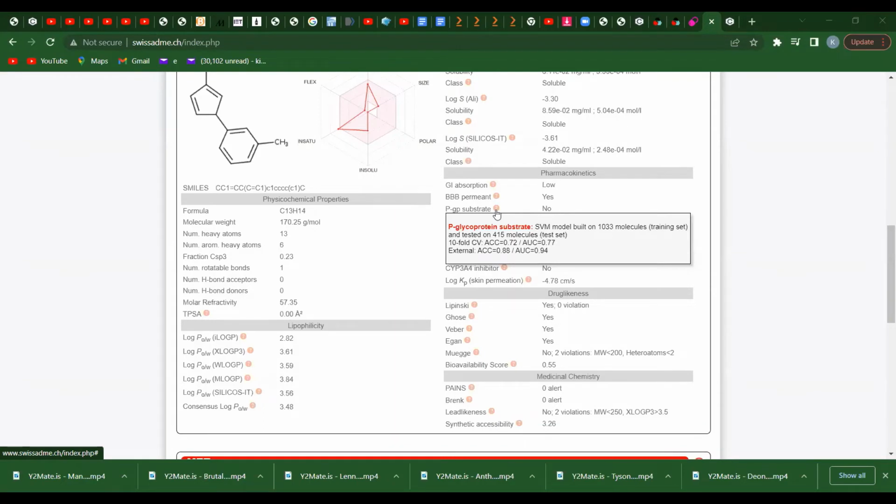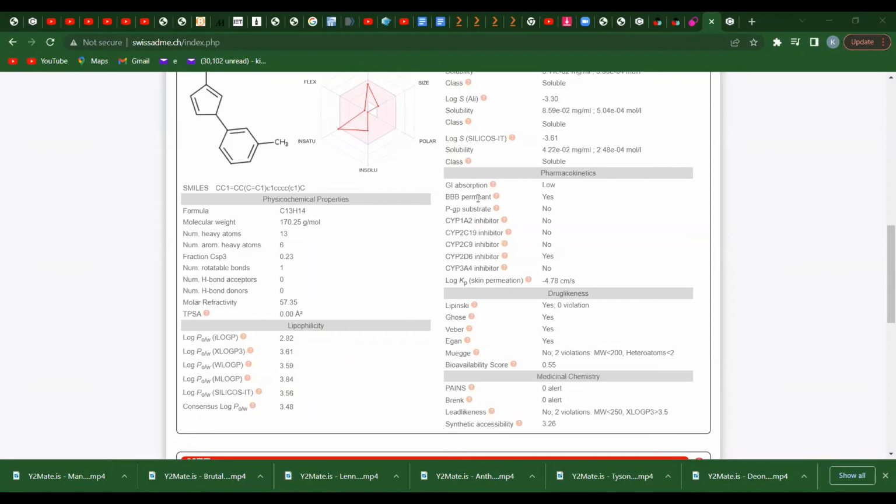Are you getting me? They are involved in drug metabolism and they are called efflux pumps. They are part of the security that guards the blood-brain barrier. So if a drug is a substrate of that P-glycoprotein, it will send it out of the system. And you can see it says no. That means the P-glycoprotein does not metabolize this drug, and that is why it is easier for this drug to get into the brain.